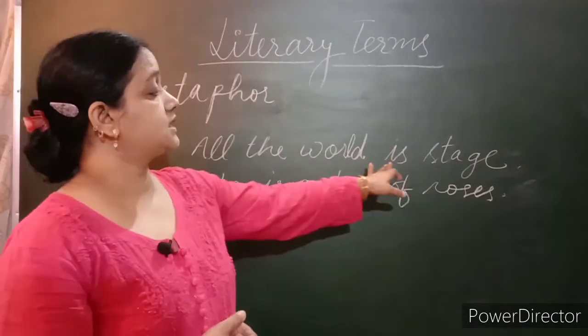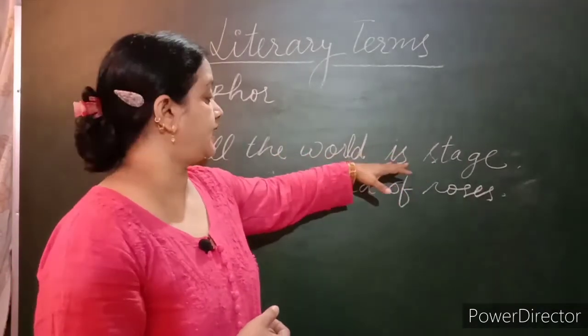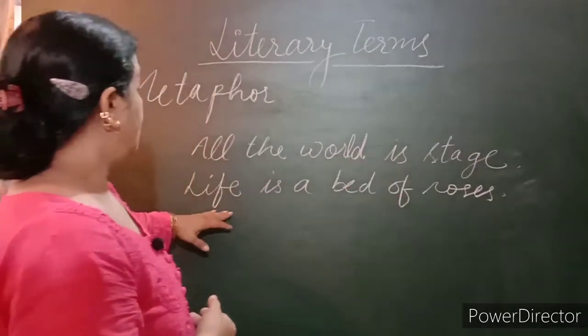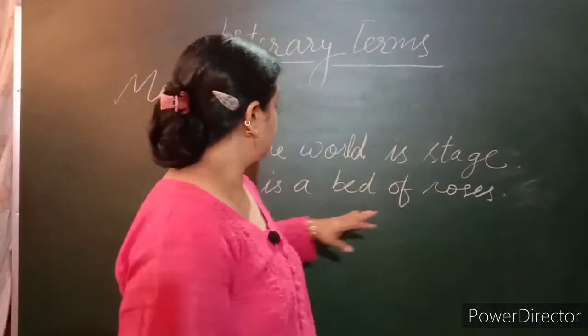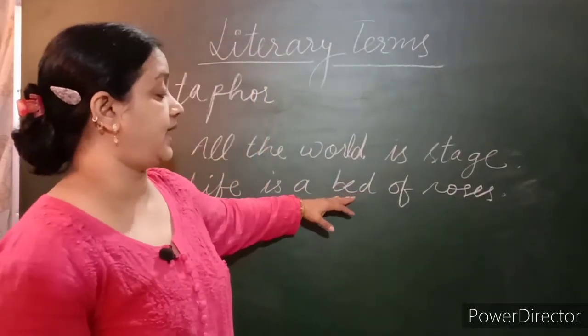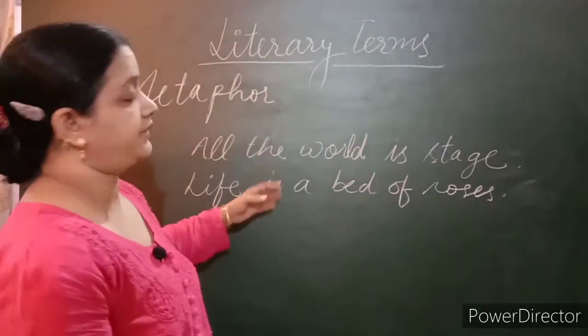All the world is a stage. It means all the world is like a stage, but the use of like has been hidden here. Life is a bed of roses. It means life is like a bed of roses, but the use of like is hidden here. So metaphor is here.